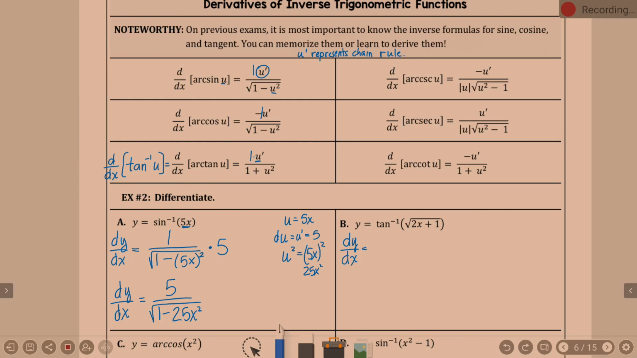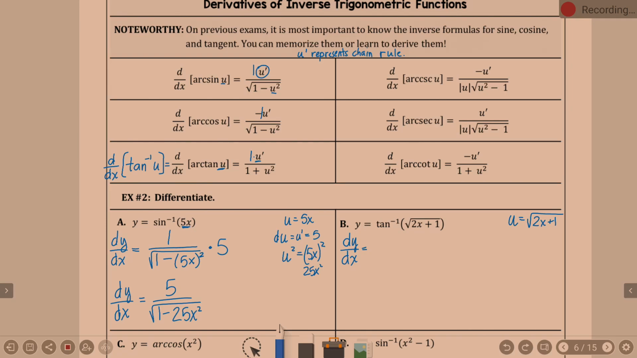Tan inverse. So we're using our tan inverse rule. Here's what I'm going to ask you. Not that you have to write this out, but we're beginners. What is in the place of u? Basically, what is the inside of the arctan, or the tan inverse? 2x plus 1. Not even just 2x plus 1, but square root of 2x plus 1. That whole inside of tan inverse is your u. Okay?